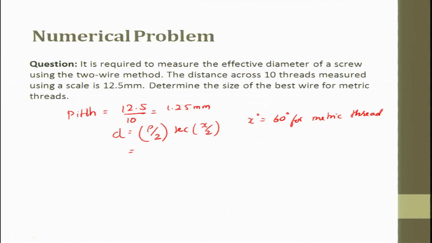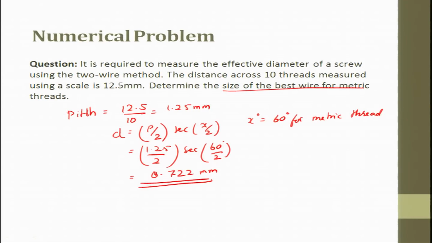Each thread is different. For a metric thread it is 60 degrees. So what we do is take P, which is 1.25 by 2 into secant 60 by 2. This is equal to 0.722 millimeter. This will be the size of the best wire of a metric thread used. This is done by the 2-wire method.